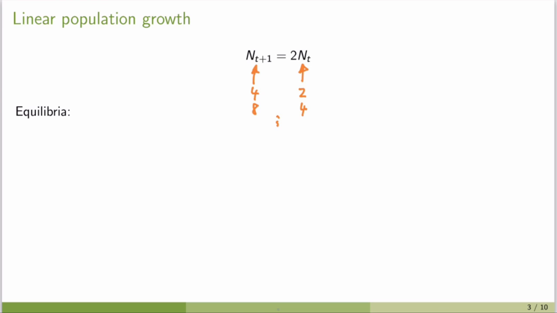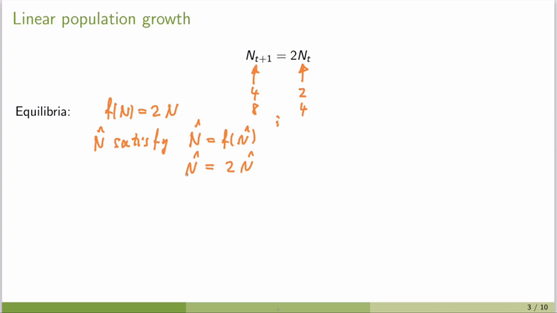So let's look at equilibria of this equation. Let's try to identify all the terms. The updating function f of N is the right-hand side, so that is 2N. And then equilibria N hat satisfy the equation N hat equals f of N hat. So let's write this out. Then we have N hat equals 2N hat. We can move one N to the other side, and then we get 0 equals N hat. So there we go. We get one equilibrium at N hat equal to 0.